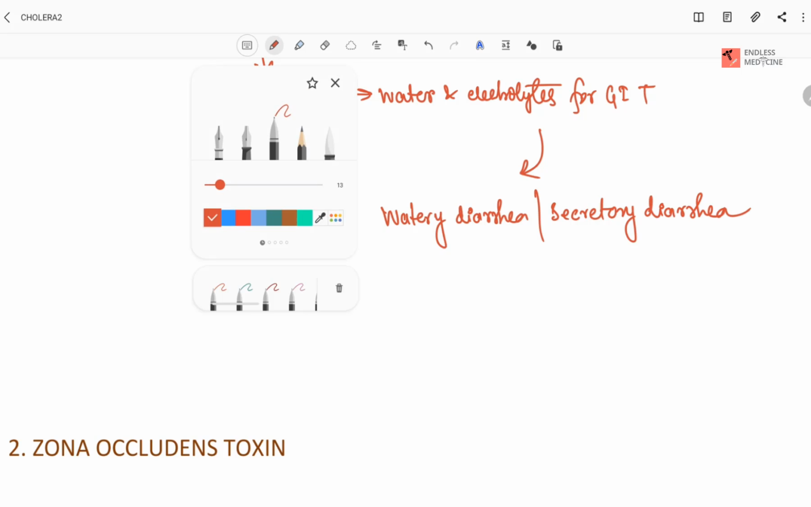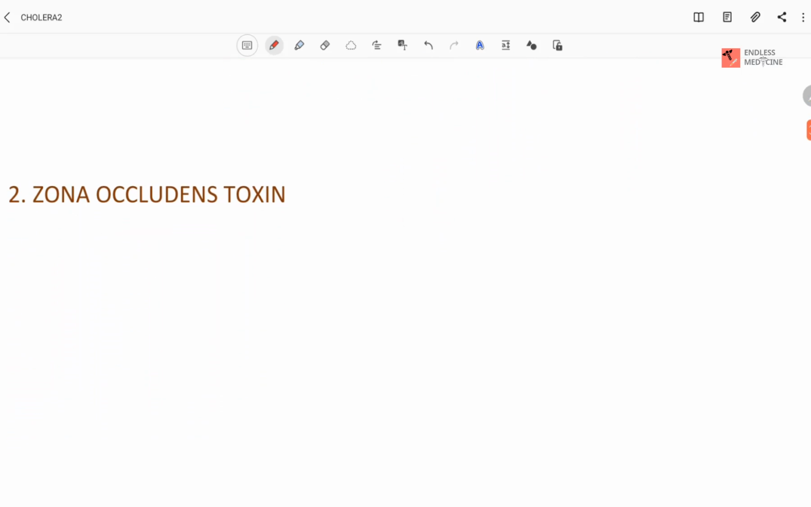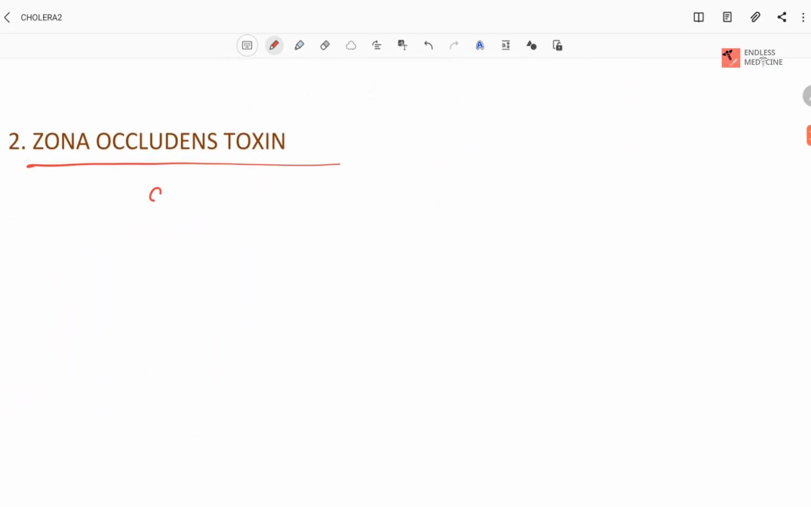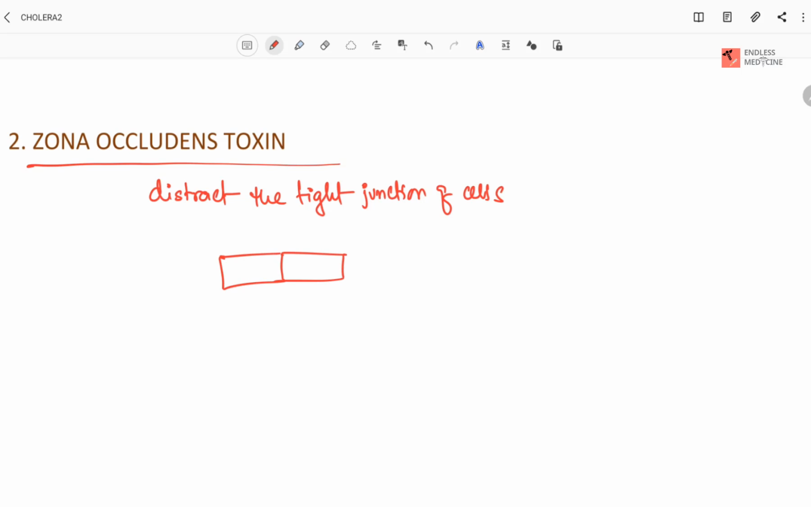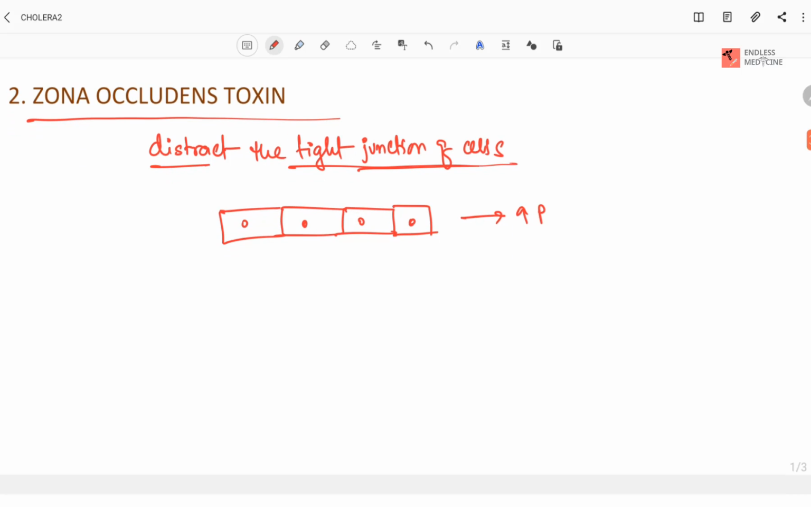Next important virulence factor is zona occludens toxin. This toxin disrupts the tight junctions of the cell. Cells are attached to each other by the tight junctions. So zona occludens toxin disrupts the tight junctions of the cells, so increased permeability occurs. So this is also associated with secretory diarrhea.